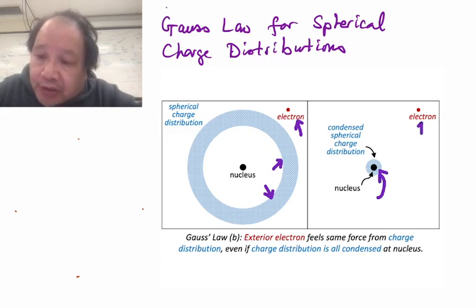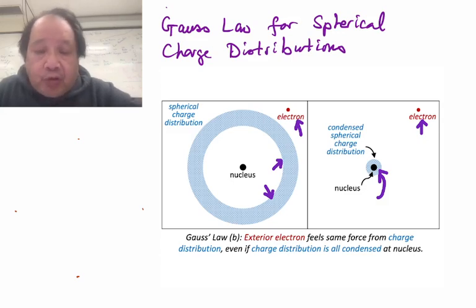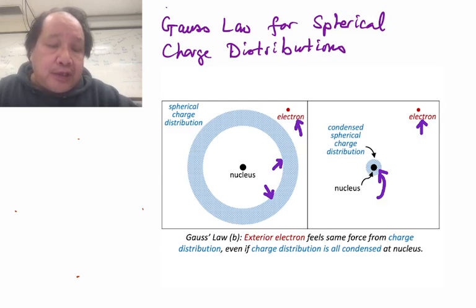So this external electron, shown here in red to the left, feels exactly the same force from the interior charge distribution if it's in this bigger ring on the left, or if all that interior charge distribution was condensed at the center.